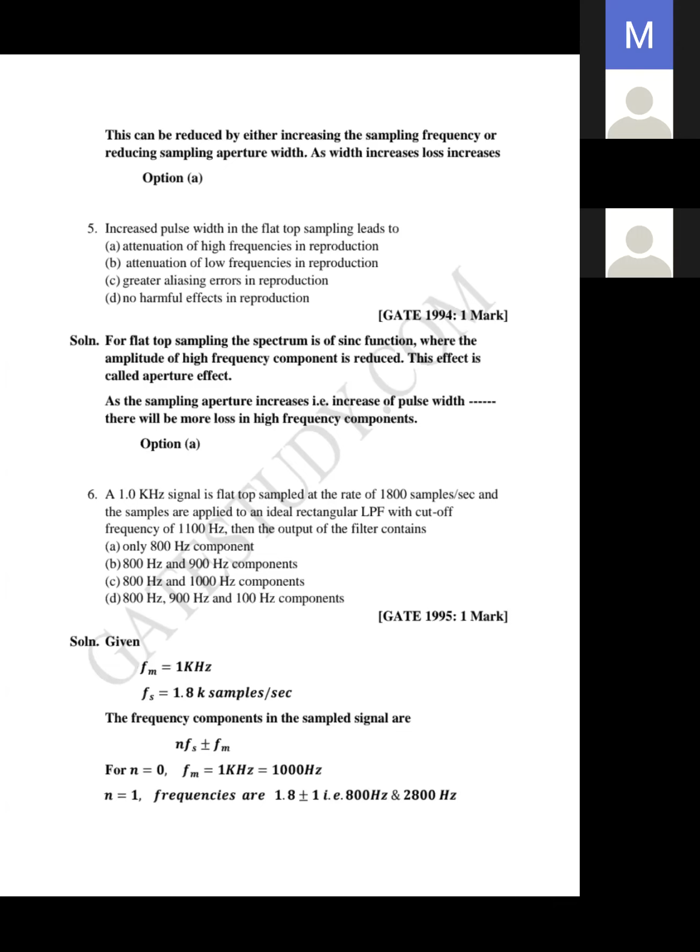Here in this question, they have given fm as 1 kilohertz and fs, the sampling frequency, as 1800 samples per second. They ask what frequency components are available when the signal is sent to a low pass filter with a cutoff frequency of 1100 hertz. The sampling rate is 1800 samples per second.